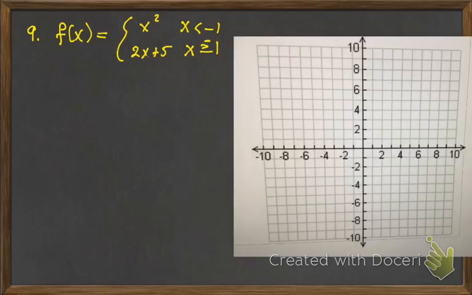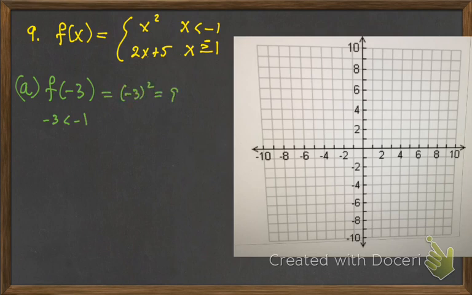Okay, so here we have f of x is equal to x squared if x is less than minus 1, or it's equal to 2x plus 5 if x is greater than or equal to minus 1. So we're going to practice evaluating f of minus 3. Minus 3 is less than -1, so we're going to use the top branch, which is x squared. It's going to be -3 squared, that's going to be 9. And then I can plot that point of -3, 9 over on my graph.